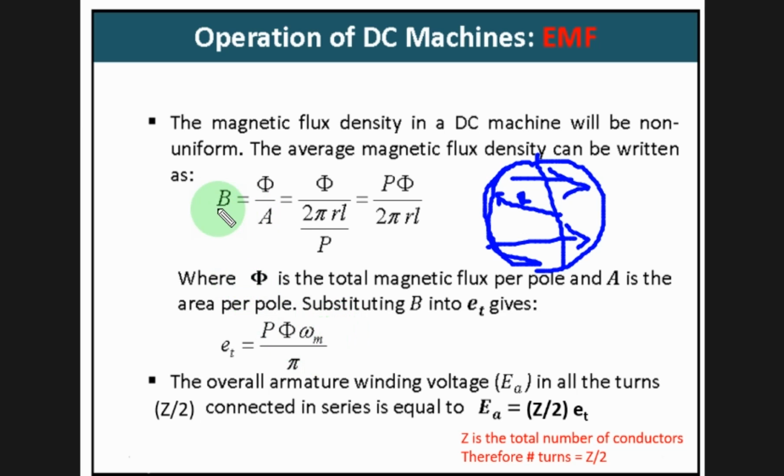Now if you substitute this B value in the 2BLV equation, then you get E_T equals, instead of B, you put this one into 2 B L V, so L will go off and 2 will go off. Therefore you get P phi into omega m here, but from the previous slide you can take the second equation. Just let me delete this.